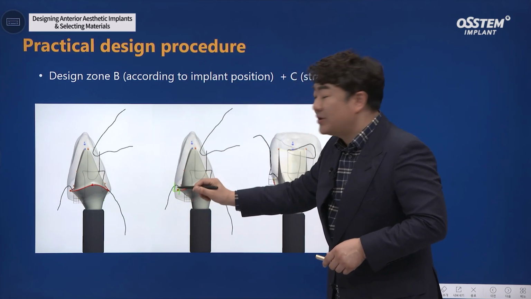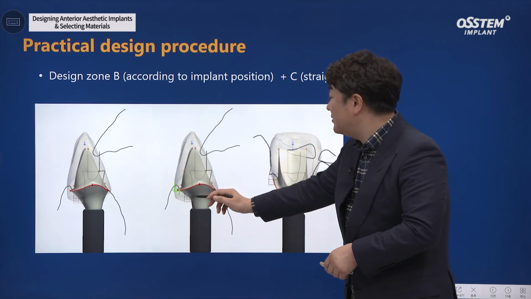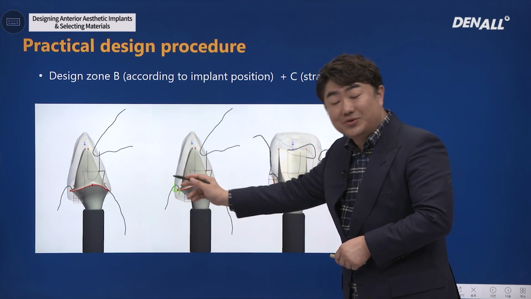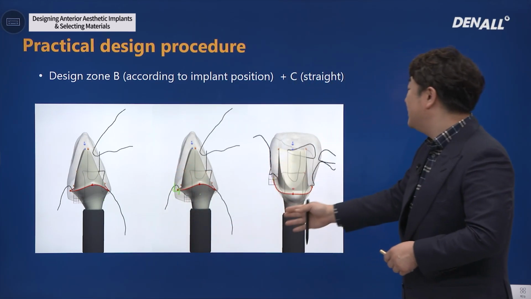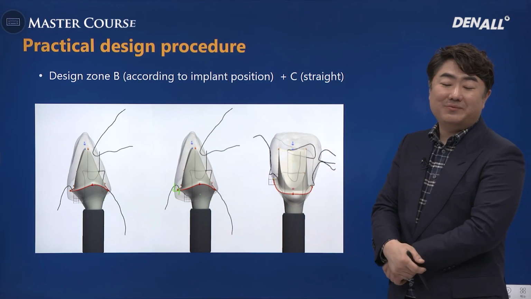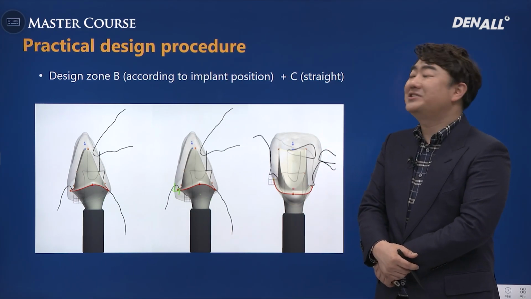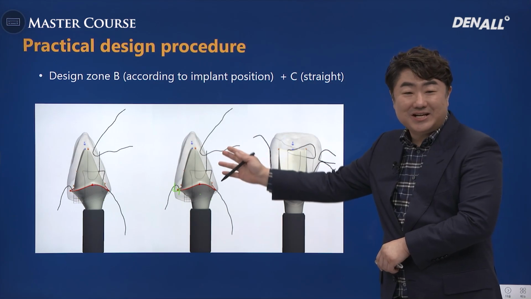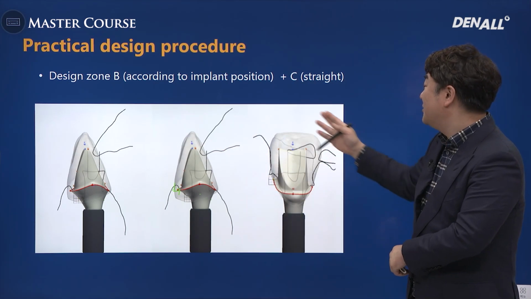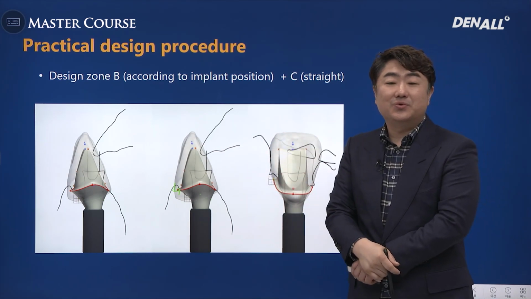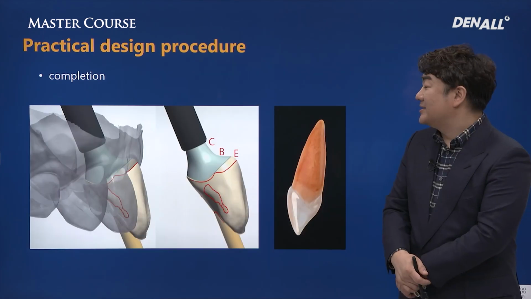CEJ is set 1.5 and 1.5. Here it's straight, and here it's concave or slightly convex. As for the interproximal area, it should be straight or slightly concave. It sounds simple, but actually, implant placement position should be ideal, and pre-design should have been done nicely.